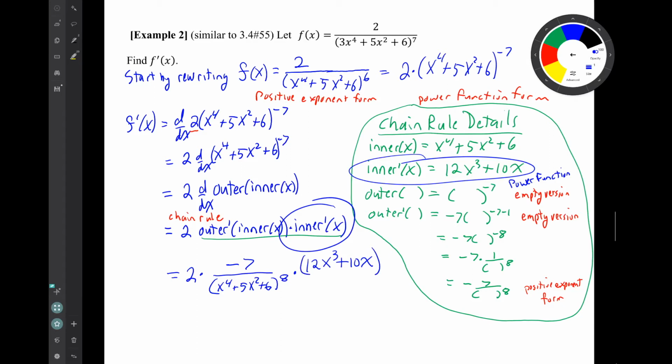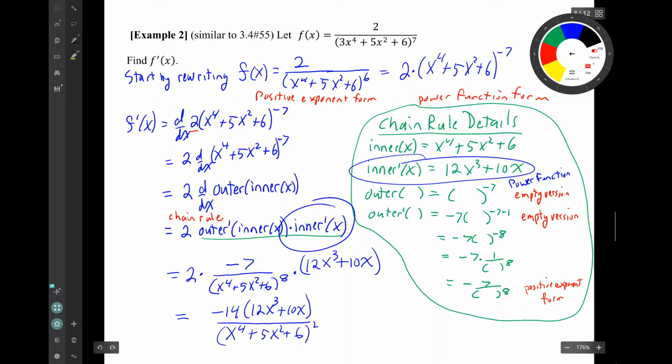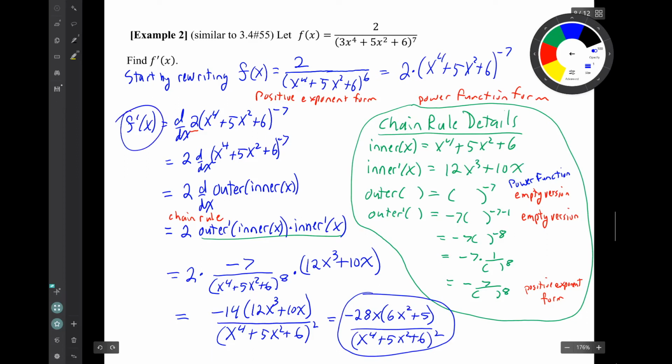Now I can simplify this. I combined these two constants into this single constant. I wrote this all as a single fraction. But notice that I can simplify some more. Notice that in these parentheses, both terms contain a 2x. So I'm going to factor out a 2x. And there's our derivative. I factored out a 2x, so instead of a minus 14, I have a minus 28x.